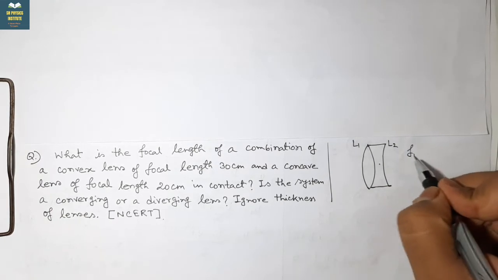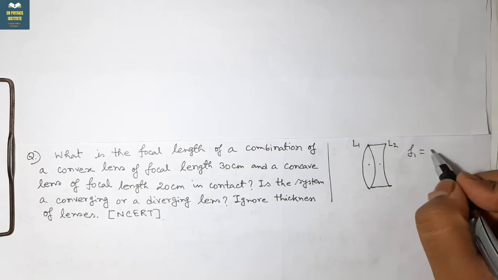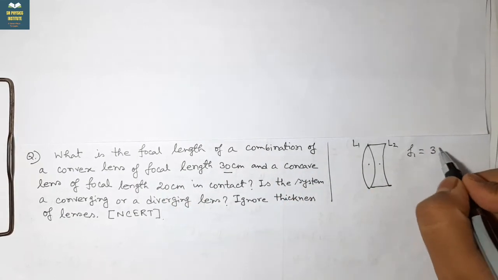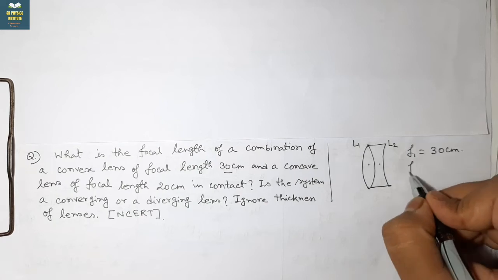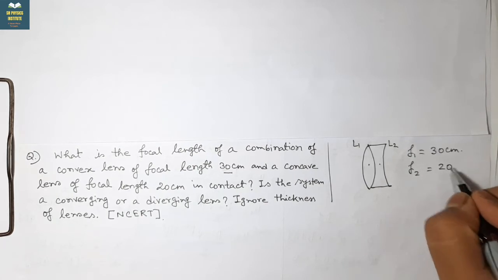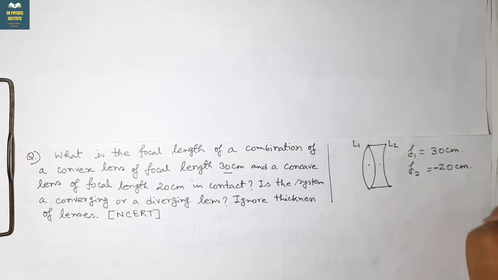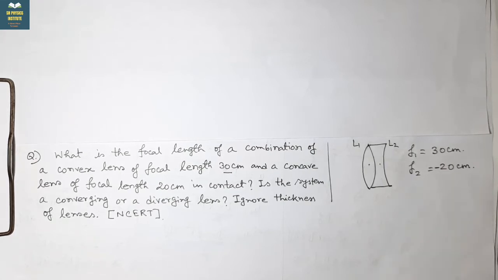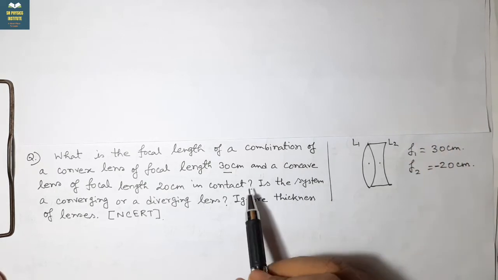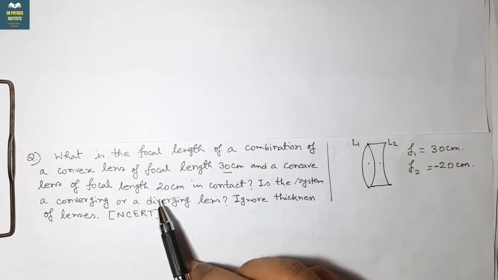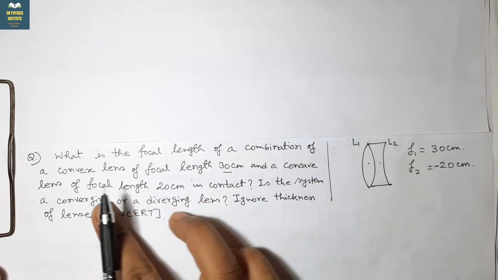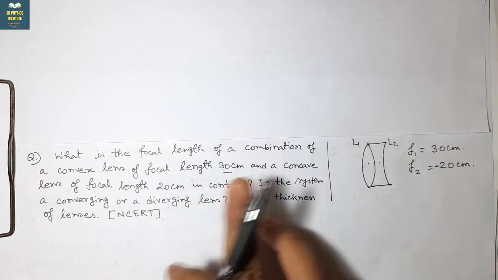So the focal length of the convex lens is 30 centimeters, so I am writing here 30 centimeter, and the focal length of the concave lens is 20 centimeter, but this 20 is minus, because it is a concave lens. So this is given. Now, is it converging or diverging? Ignore the thickness of the lenses. So try to answer, the combination of focal length.